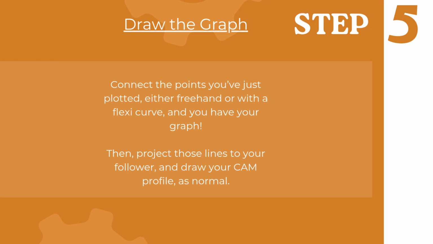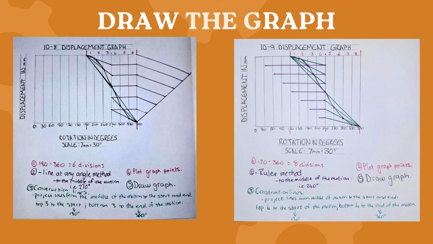Step 5. Drawing your graph. Connect the points that you've just plotted either freehand or with a flexicurve and you have your graph. Then follow the rest of the recipe, project those lines to your follower, and draw your cam profile as normal. Here are the two examples of the graphs. On the left is page 10.8's graph, and on the right is page 10.9's graph.